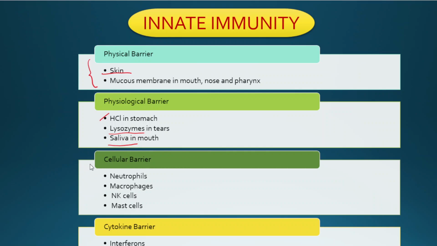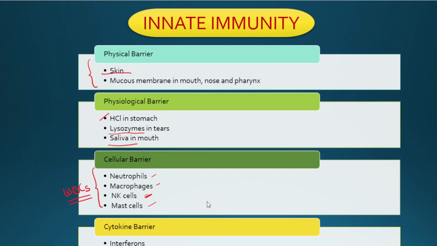Then when somehow a pathogen has made its entry into our blood system, suppose we have a cut in our skin, so the bacteria or virus can directly enter into our bloodstream. So in our blood there are WBCs present, which act as a cellular barrier for the pathogen. It has neutrophils, macrophages, NK cells, mast cells, and many more granulocytes which attack the pathogen and try to destroy it completely. But they are non-specific.